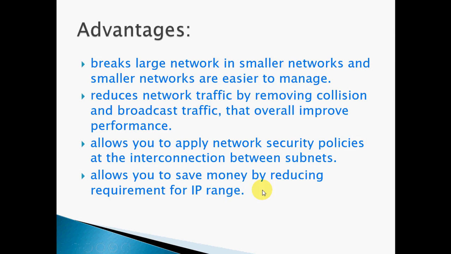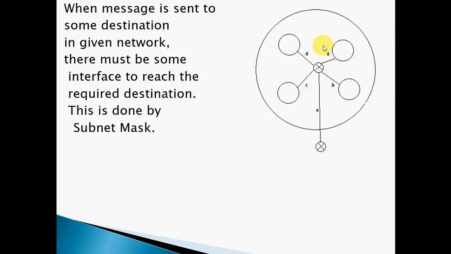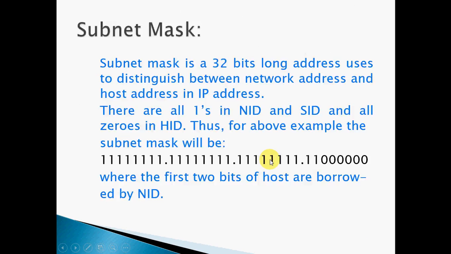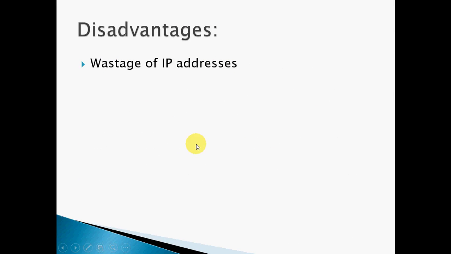But subnetting also has a disadvantage, that is wastage of IP addresses. In the above example, for each subnet we have wasted 2 IP addresses, that is for total subnetting we have wasted 8 IP addresses. So wastage of IP addresses is a disadvantage of subnetting. So friends, here it was about the subnetting.